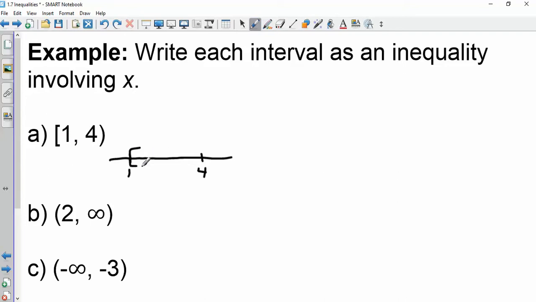So this one has a bracket on the 1 and a parenthesis on the 4. It's just everything in between them. How would I write that as an inequality? 1 less than or equal to, because of the bracket, x, which is less than 4.